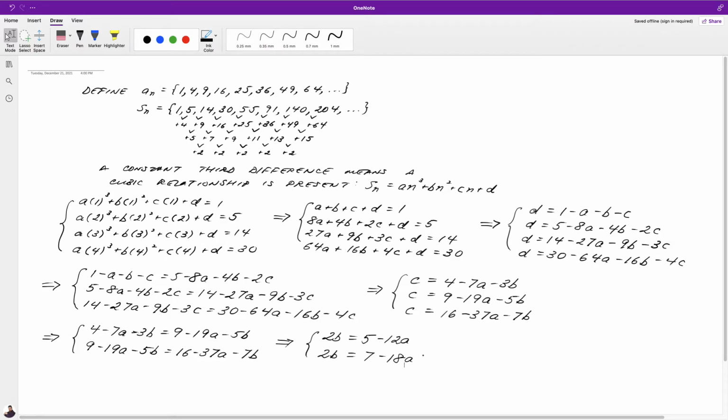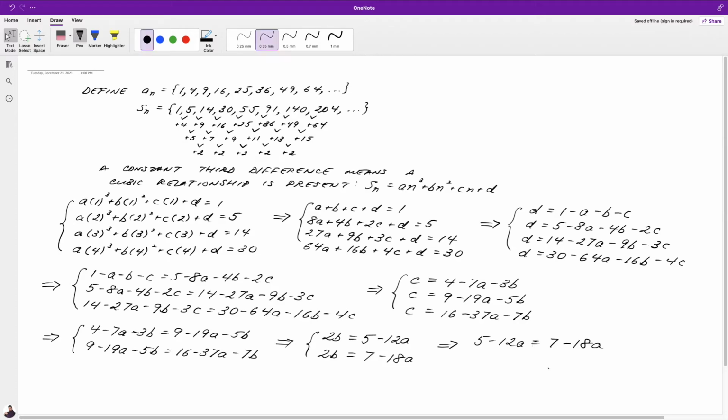Okay, let's check that. Make sure we haven't committed any flaws. Yeah, looks good. And 7, add 19a. Negative 18a. Yeah, that's correct. So, what do we got? Well, this is the moment we've been waiting for, right? We got 5 minus 12a equals 7 minus 18a.